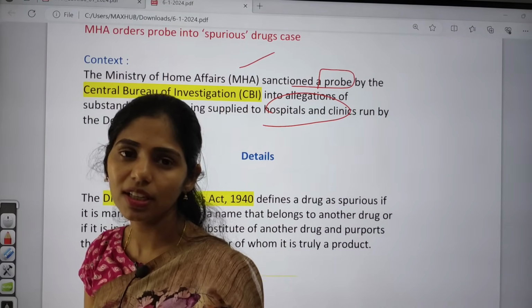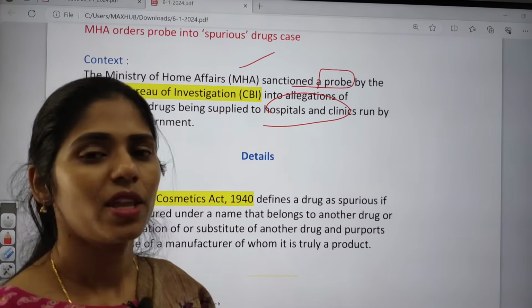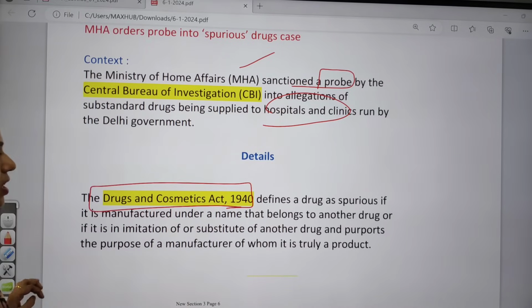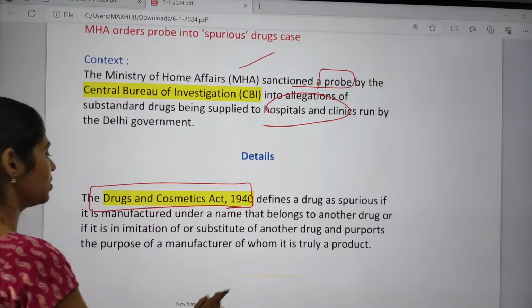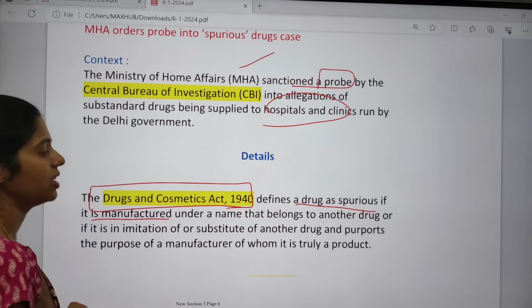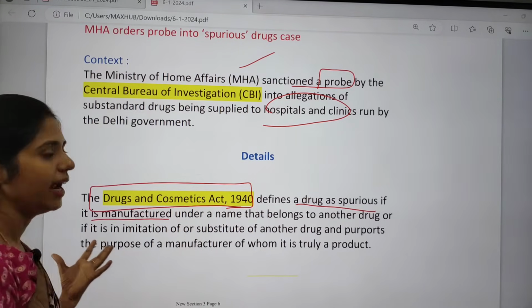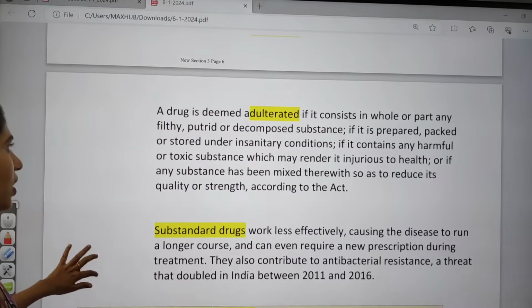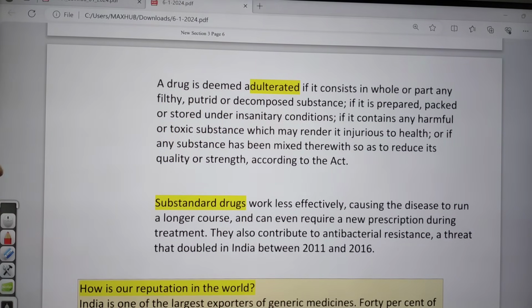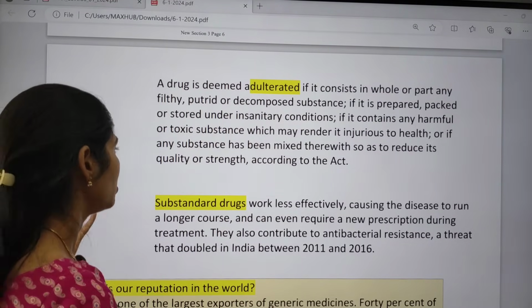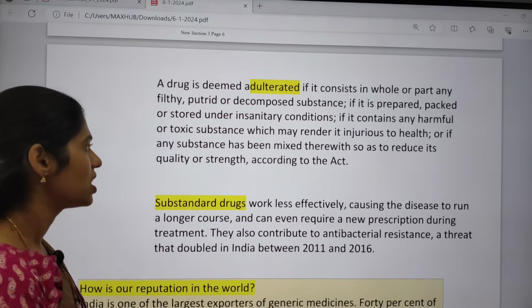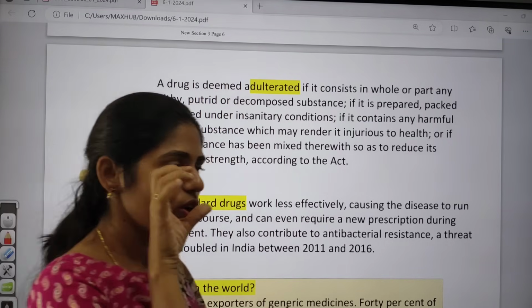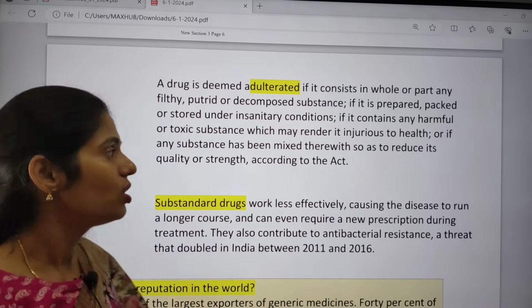Which act governs adulterated drugs in India? We have the Drugs and Cosmetics Act, that is DCA, of 1940. This act defines a drug as spurious if it is manufactured under the name belonging to another drug, or if it is imitating or substituting another drug. An adulterated drug is one where, in preparation or packaging, it is not stored in proper sanitary conditions, so whatever substances are added in the composition may act as toxic substances.